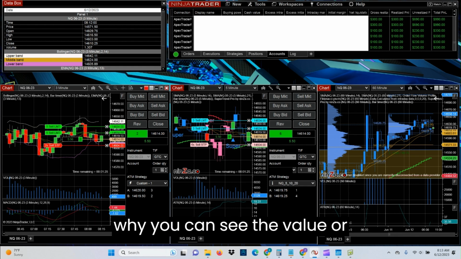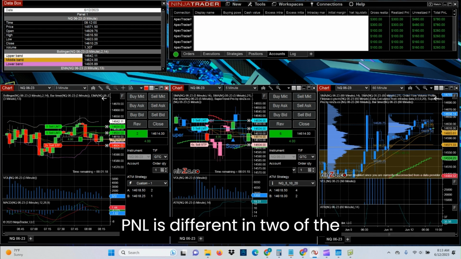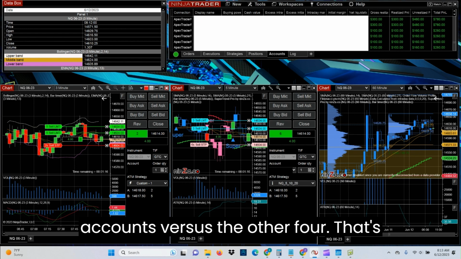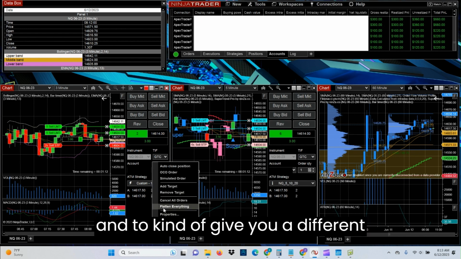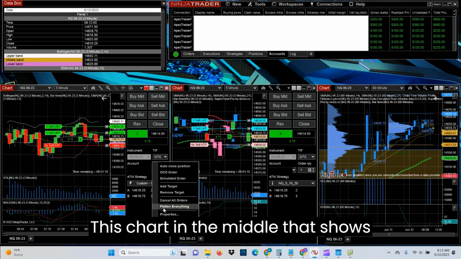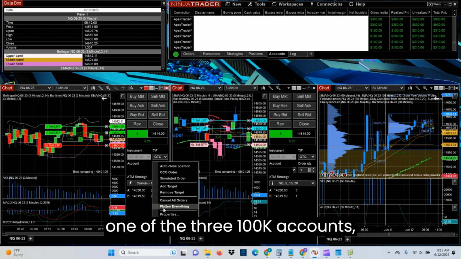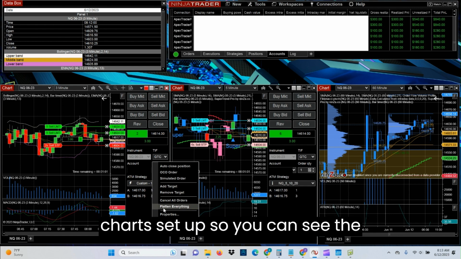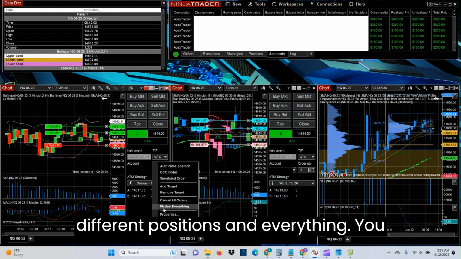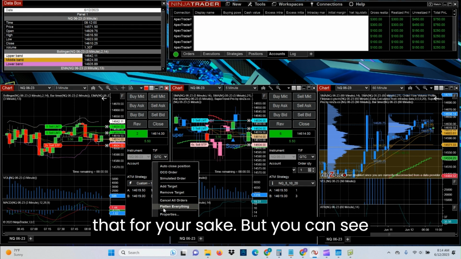All right. And so that's why you can see the value or the price or the unrealized P&L is different in 2 of the accounts versus the other 4. That's because I have more contracts running. And to kind of give you a different picture of that, that's why I also have this chart in the middle that shows one of the 300K accounts. So you don't need to have different charts set up so you can see the different positions and everything. You don't need to do that. I'm just doing that for your sake.